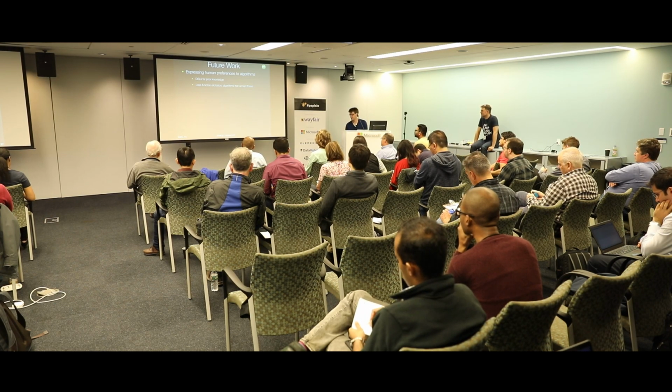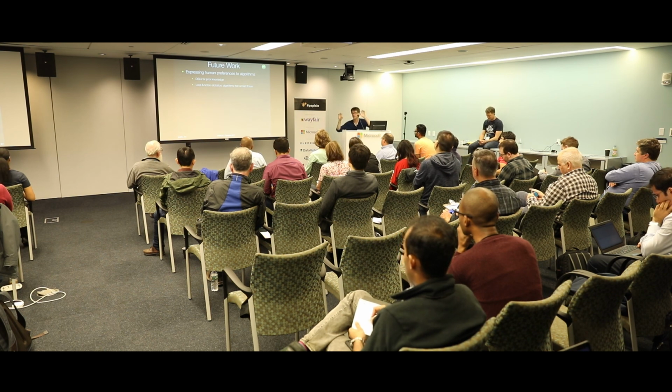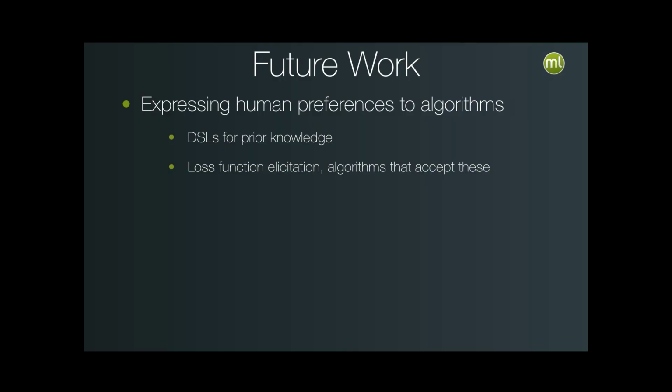There are ways of presenting two points at a time to the user and saying, would you rather see a mistake on this or a mistake on this? And you do that 10 or 20 or 50 times, and you get an idea of what the user prefers to see mistake-wise. And so there are algorithms that allow you to elicit loss functions from users in this way.